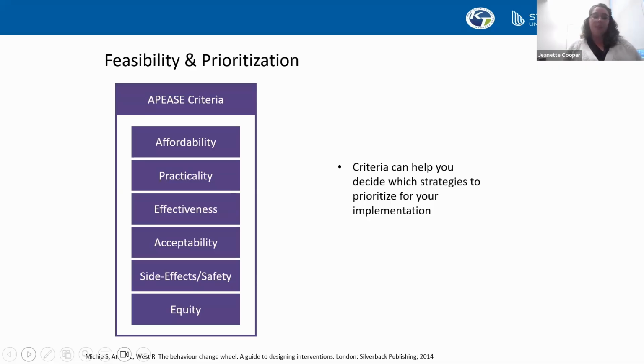Is the strategy going to be acceptable for our population? Maybe your population really hates printed educational materials. If you give them printed educational materials, it's not going to be acceptable to the population and they're not going to use it. Then you want to consider, are there any side effects or safety concerns with your strategy? And are there any equity considerations that you want to make in helping you pick which strategies? So I really like these criteria for helping you with that prioritization process. And of course, you're going to want to look to your knowledge users and partners as well to help you pick which strategies are going to be best for your population.